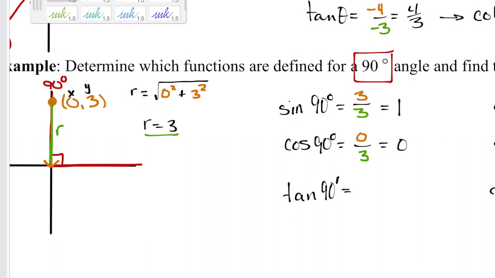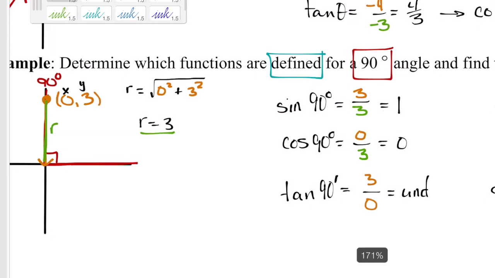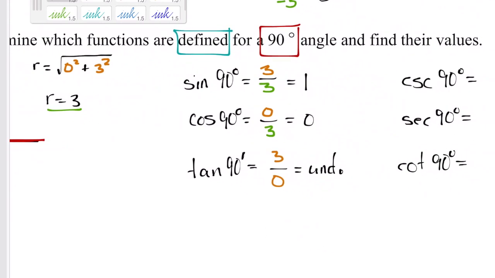So this is why you could have picked any number. It doesn't have to be 3. It could have been 7. It could have been 11. Any positive number would have ended up with the same thing. Tangent, we're doing the y value, 3, over the x value, which in this case is 0. So this is why I wanted to talk about if something was defined. Because we're dividing by 0, this is going to be undefined. Cannot divide by 0, so we don't actually have a tangent function. So this is one that we don't really have to worry about.